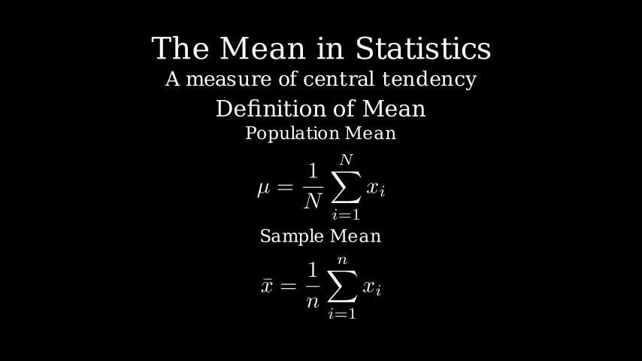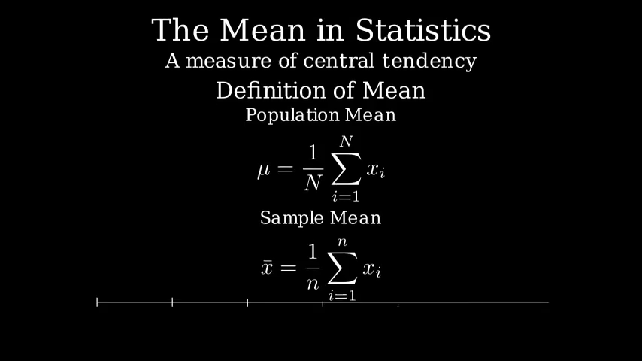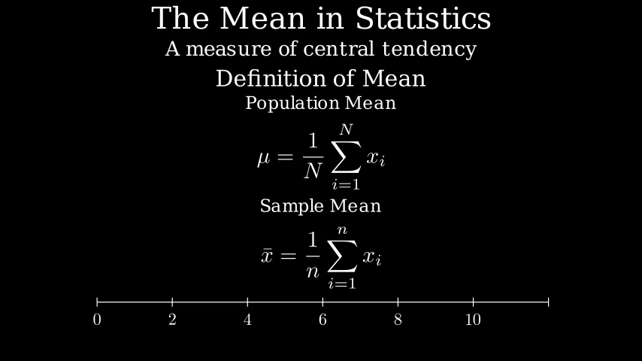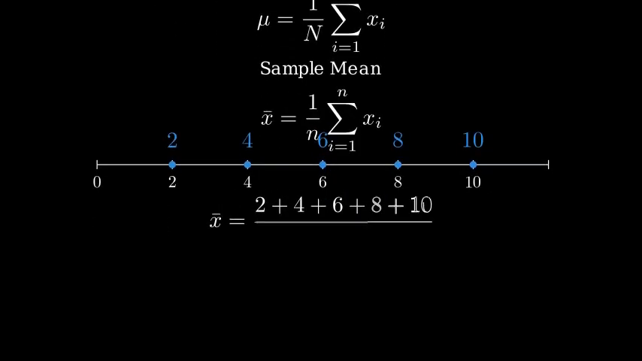Let's try to understand the mean intuitively. Imagine we have 5 data points, 2, 4, 6, 8, and 10. We can visualize these on a number line. To calculate the mean, we add all values, 2 plus 4 plus 6 plus 8 plus 10 equals 30. Then we divide by the number of data points, which is 5. So our mean is 30 divided by 5, which equals 6.